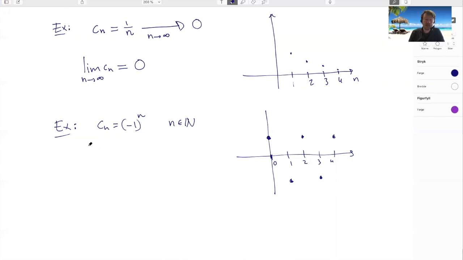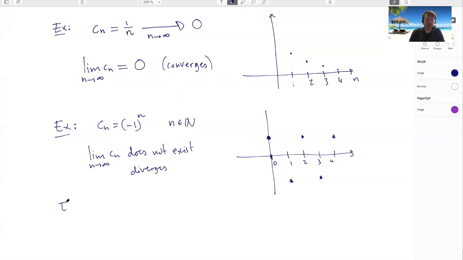So here we say that the limit as n goes to infinity of Cn does not exist, or we can say that it diverges. These are two common ways of expressing this. Up here, we would say that this limit converges to 0, or if we don't care about the value 0, just that it converges to something, we would say that it is convergent, or converges.